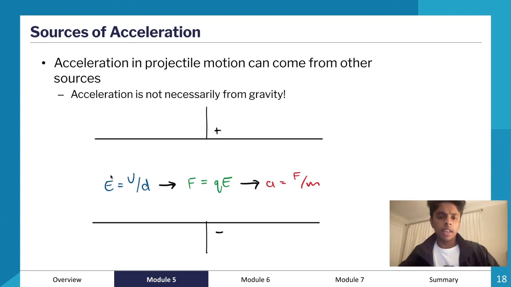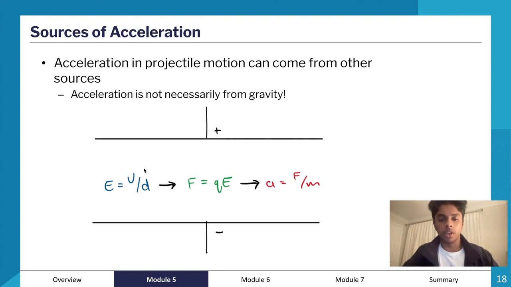So we could have E is equal to V over D. Then F is equal to QE and A is equal to F over M. So there are different scenarios where we could get acceleration from other sources as well. Again, here I would really recommend familiarizing yourself with the data sheet, so you know all the formulas.